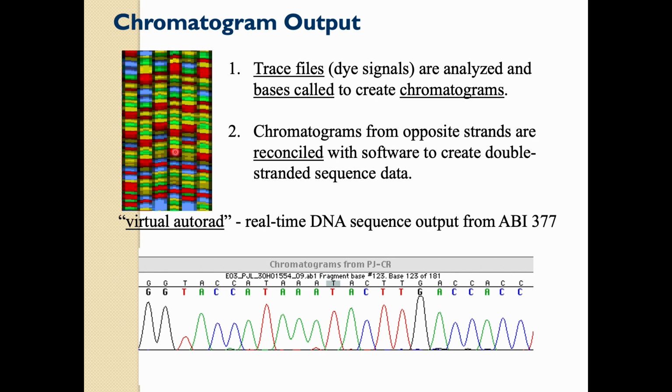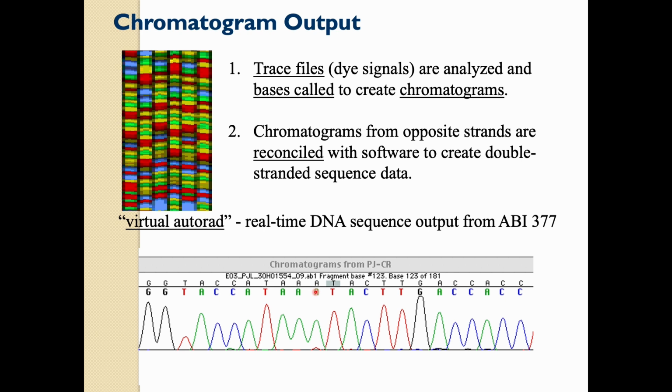Now these trace files are analyzed by software to generate what we call a chromatogram. That's a visual representation of the DNA sequencing. The peaks in the chromatogram correspond to different nucleotide bases, A, T, G, C.